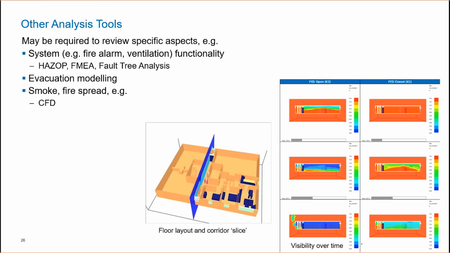And again, for the scenarios we're considering, do we have enough controls in place? Will that escape route remain viable for the time we need it to? So these are very specific questions.